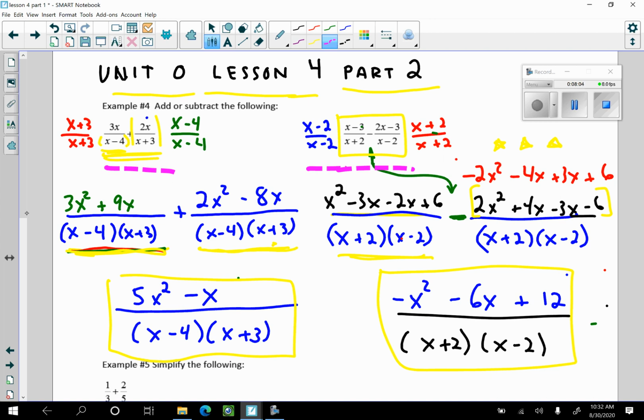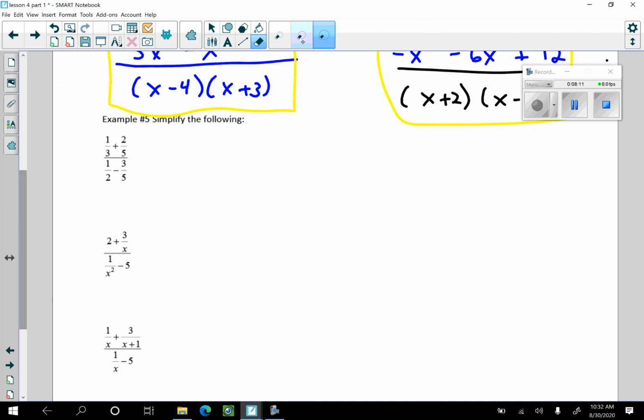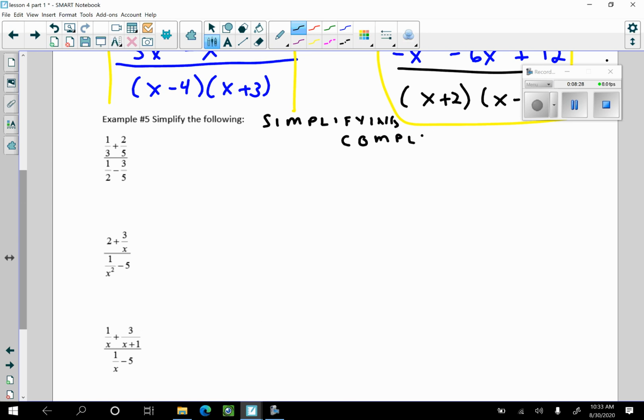Now we're going off to a new topic, simplifying complex rationals. This is what we call a complex rational. So let's just call this simplifying complex rationals, because they are complex. And we're going to use the idea of this least common multiple. There's two methods, and I'm only going to show you one method because it's the more prevalent method in our next course, which would be calculus, the one that will follow this pre-calculus course.